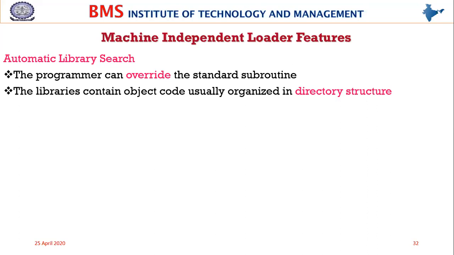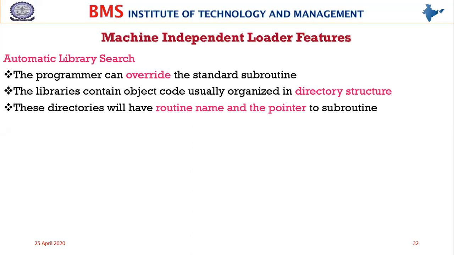The libraries contain the object code, that is, pre-compiled or pre-assembled code. It is usually organized in a directory structure, just as I have mentioned. This directory has the name of the routine as well as a pointer, because your header file has only the prototype, and that prototype points to the definition of your function, right? So this is about the machine independent loader feature.